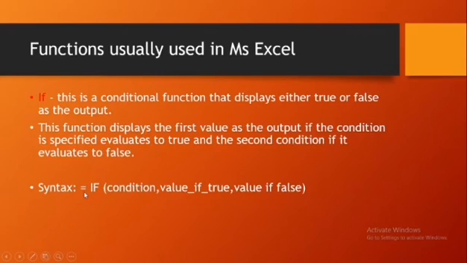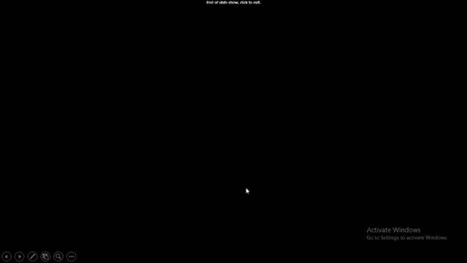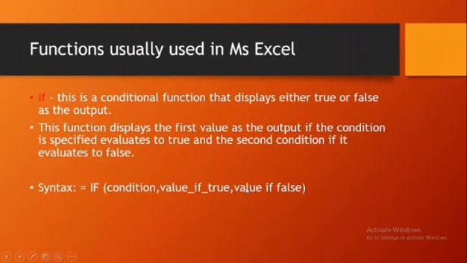Okay, the syntax means how you have to use this function. First you have to give the equal sign, then you have to write IF, then you have to give the condition, then a comma, then the first result which you want, and then the second result which you want, meaning when the condition is false. First is when the condition is true, and the second is when the condition is false. This way we have to do it.